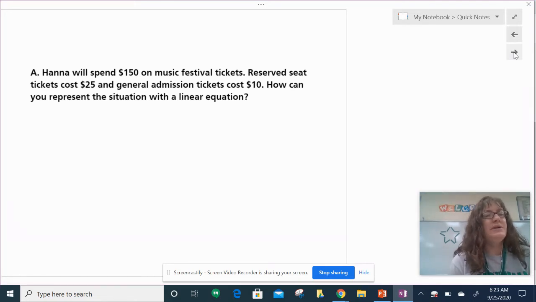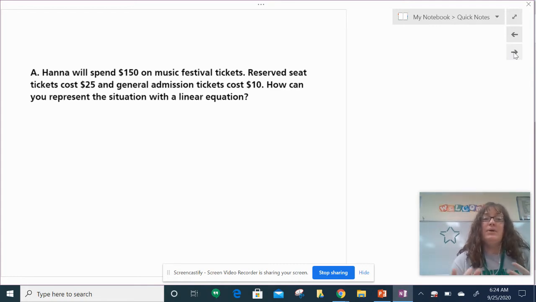It says Hannah is going to spend $150 on music festival tickets. She can buy 2 types of seats. Reserve seat tickets cost $25 and general admission tickets cost $10. So how could we represent this situation with a linear equation?